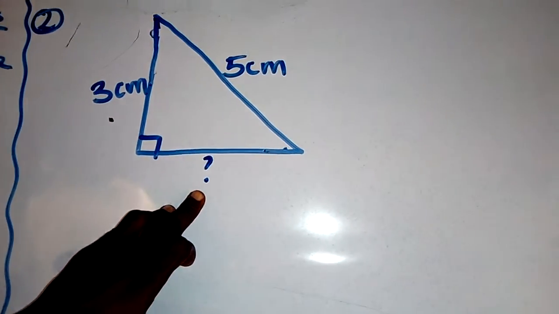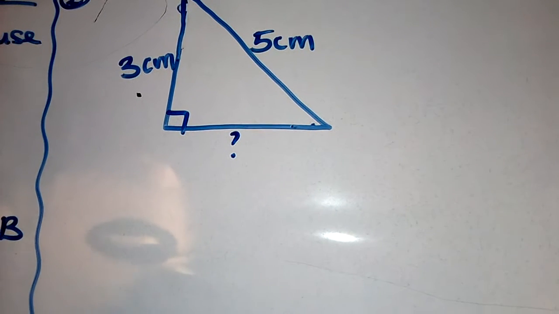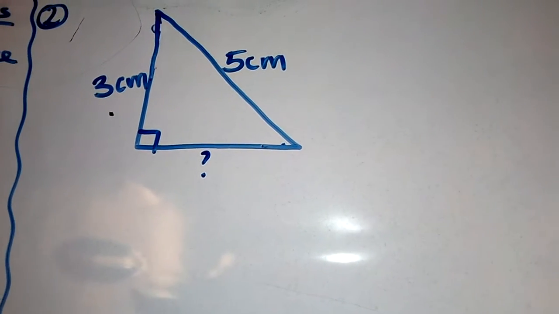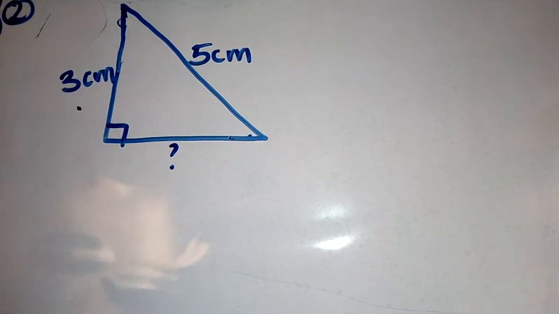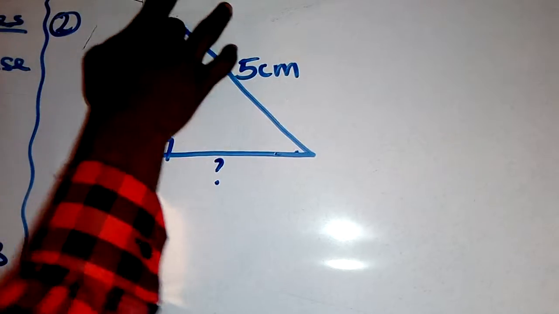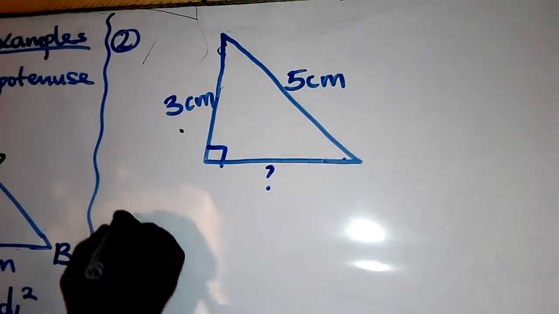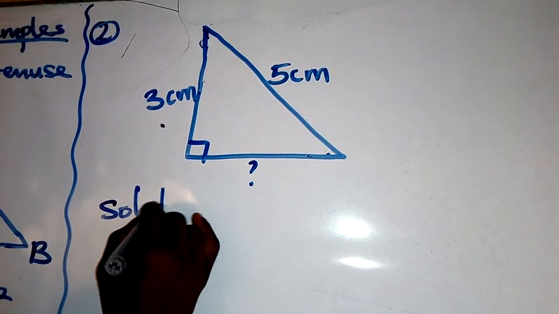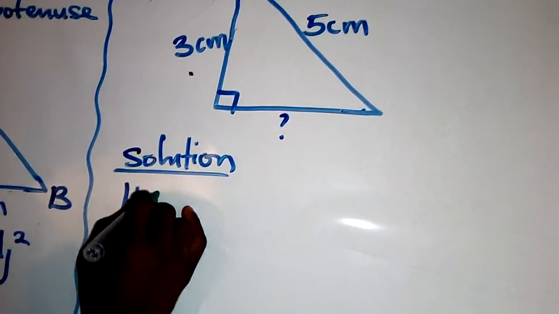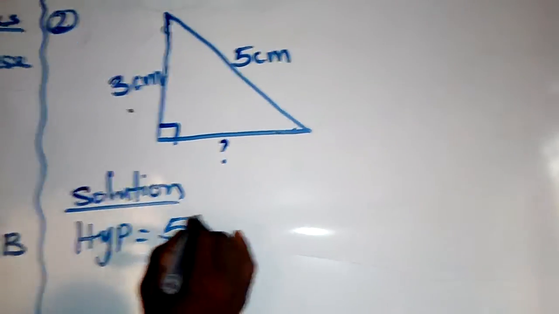Do you understand? From the indication here, we are not told whether we are going to look for the hypotenuse, the opposite, or the adjacent. But from what we can see on the board, we know that the hypotenuse has been given. Okay, our solution. The hypotenuse has been given. Our hypotenuse is 5 centimeters.